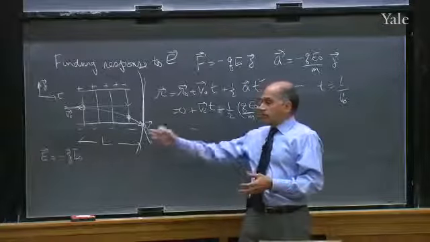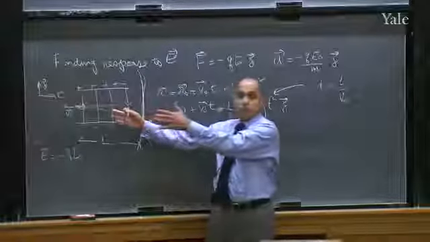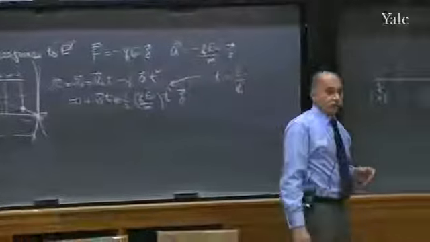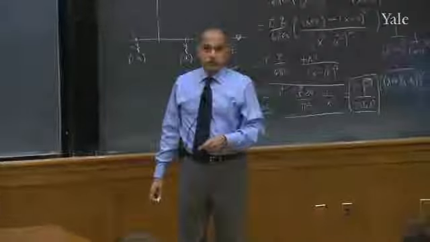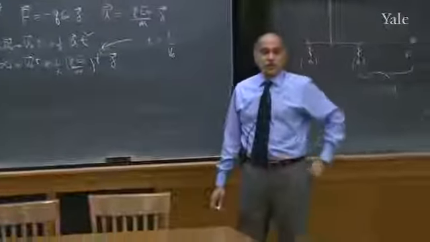Then if you want to move it back and forth, you've got to put another set of plates, not like this, but coming out of the blackboard. That way you can move the electron beam in all directions. That's how you scan the television screen. You can also use magnetic fields, but this is one simple way using electric field.